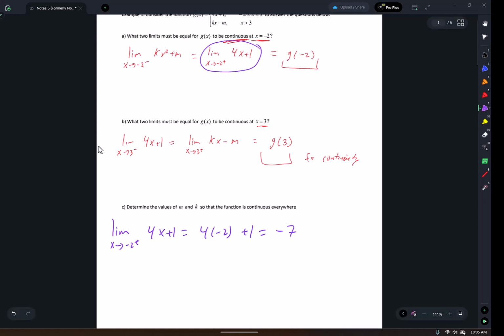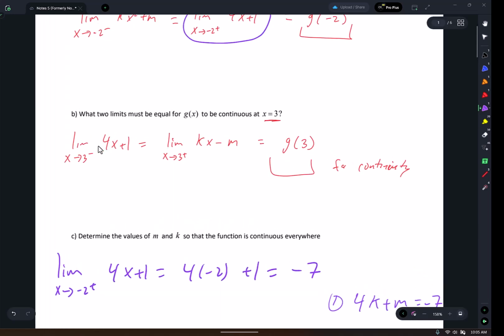So here's equation 1. Negative 2 squared is 4, so 4k plus m. That's equation 1. And that output better equal negative 7. Is everyone okay with what I just did there?